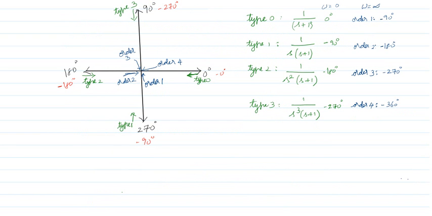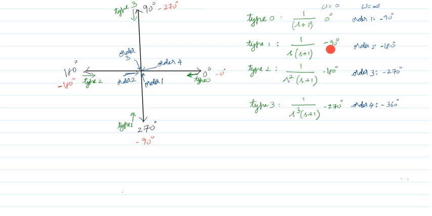Okay. This is 1 by s plus 1, type 0, no pole at the origin, and one pole, total number of poles is 1. So type 0 system, order 1. For type 0, what is the starting angle? 0 degree. What is the ending angle? Minus 90.